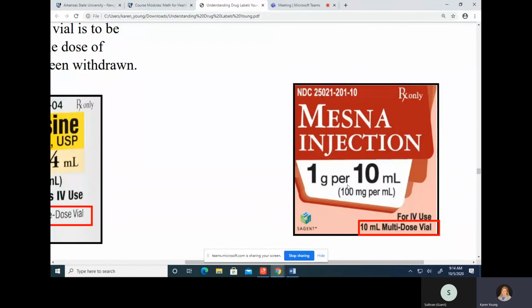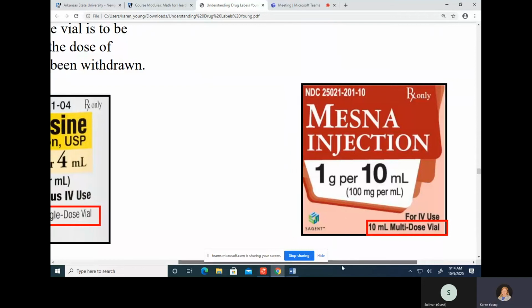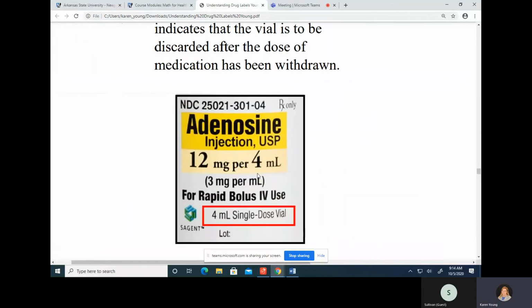Okay. So I have 1 gram per 10 milliliters. It's a 10 milliliter multi-dose vial. So I can give multiple doses out of this. This one is 12 milligrams per 4 milliliters, or 3 milligrams per milliliter. This is a 4 milliliter single dose.